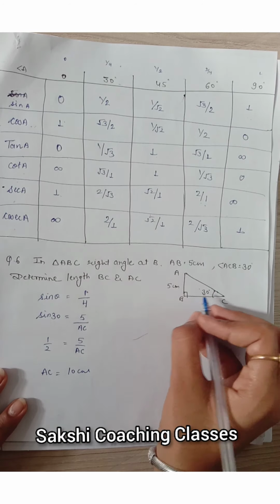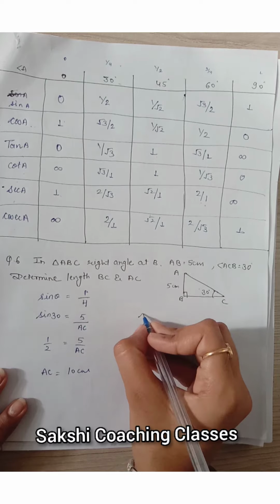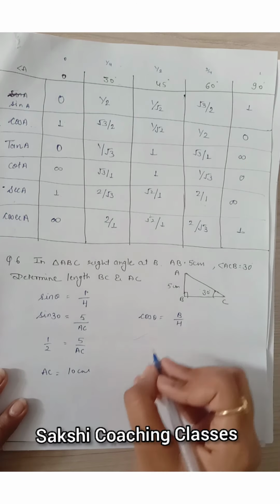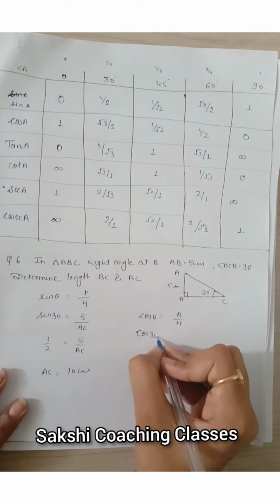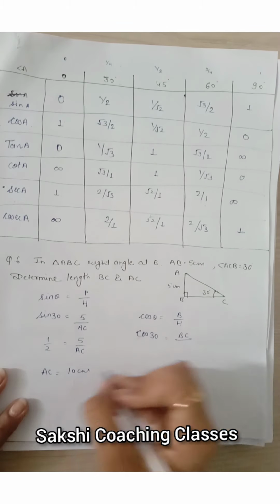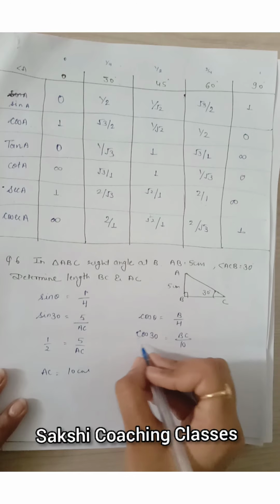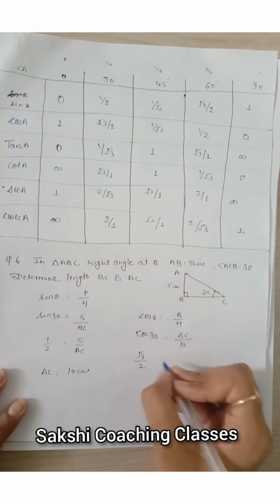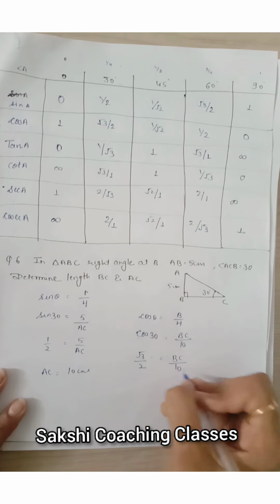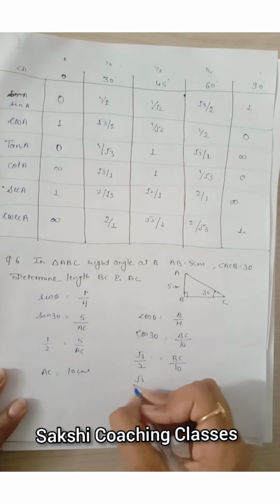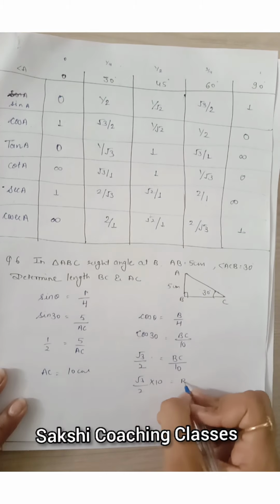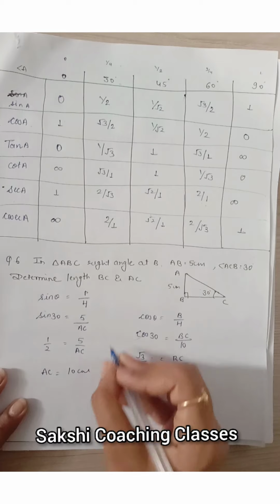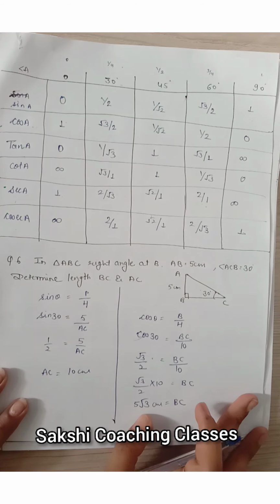Now we have to find BC. You know cos theta is B by H. So cos 30 is equal to BC upon hypotenuse, which we know is 10. The value of cos 30 is root 3 by 2, so root 3 by 2 equals BC upon 10. Cross multiplication: root 3 by 2 into 10 equals BC. So 5 root 3 centimeter is equal to BC. Clear?